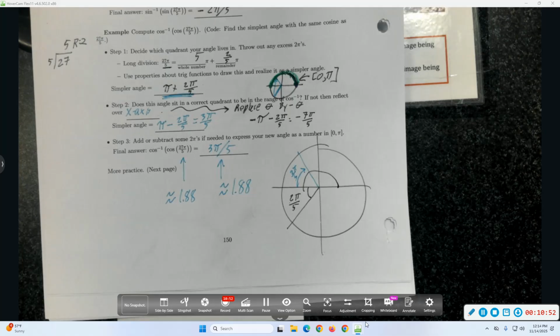Wait, but is that in between 0 and pi? I think so. I mean, it can't be. It's negative. It's the right point on the unit circle to be in that quadrant. But as a number, it's not between 0 and pi. So it gets you to the right point on the unit circle, but it's negative. How would you fix that? Make it not negative. Yeah, how do you make it not negative?